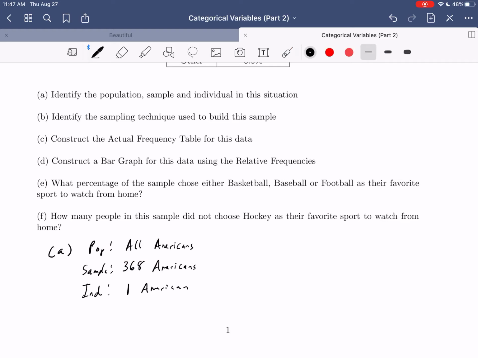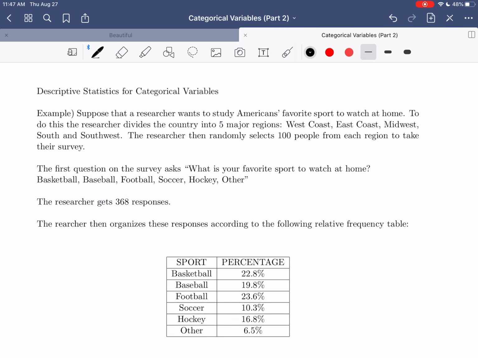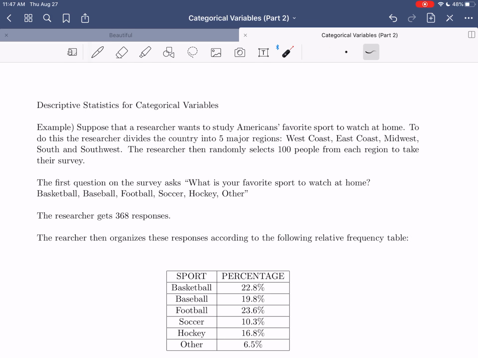All right, let's talk about B, the technique that was used. Well, if we go back up here and take a look at this, we can see that they mentioned that they randomly select people. So we know that this was done randomly, so that tells us it could be an SRS, could be a stratified sample, could be a cluster sample. It's definitely not convenience because it mentions random, and it's definitely not systematic because, again, it mentions random rather than talking about a system like choosing every 20th person or something.